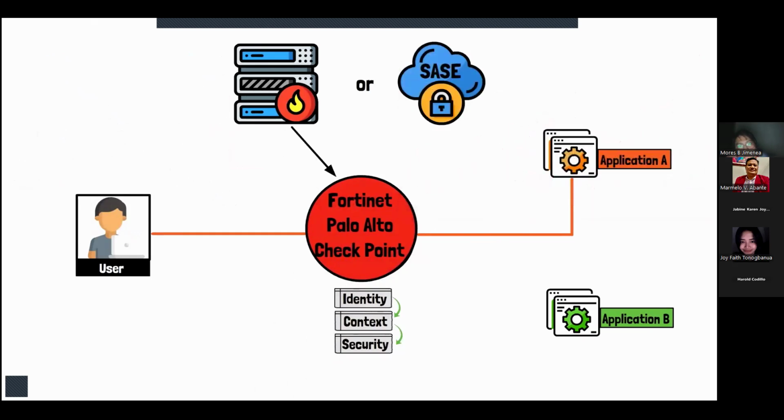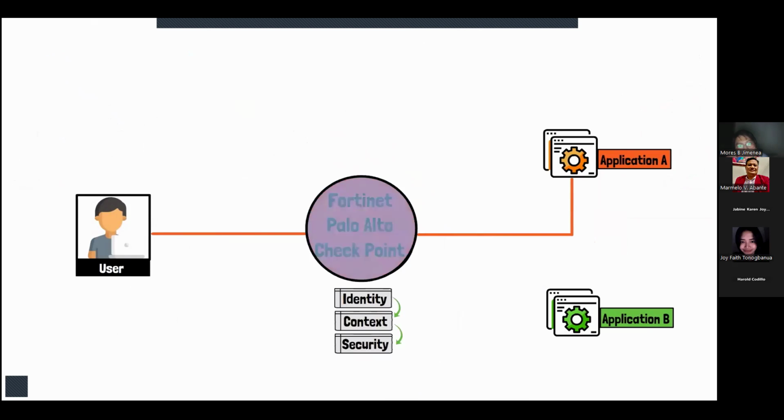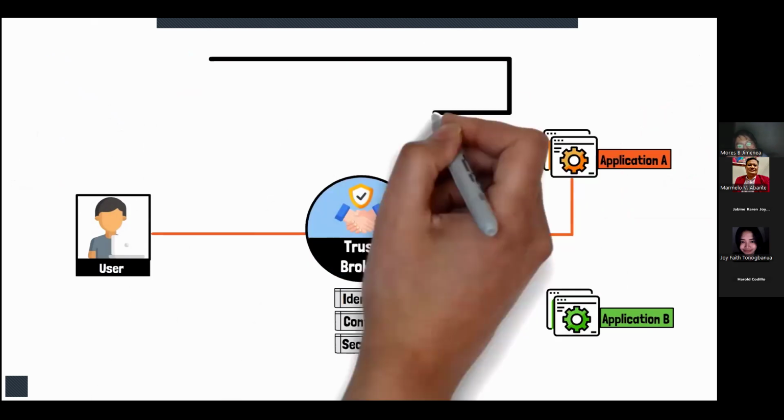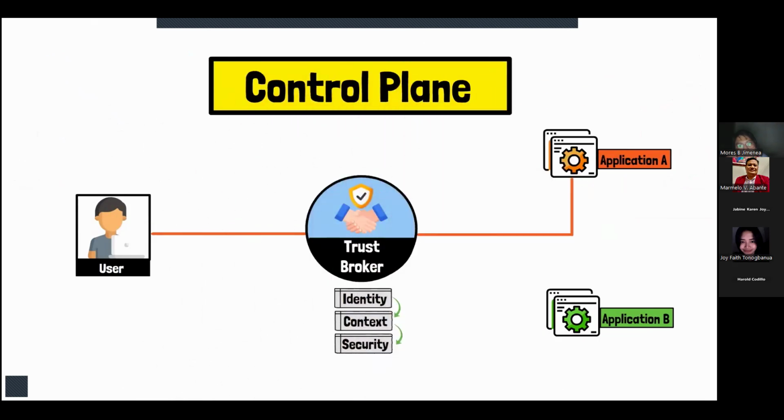The important thing to note here is that the Trust Broker is usually not a single device, but a decentralized solution of various technologies that make up the control and data plane. The control plane controls the management, intelligence, and monitoring of the ZTNA policies.